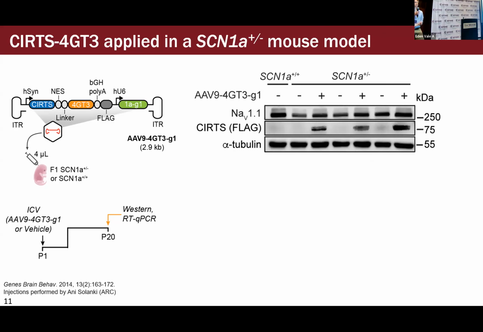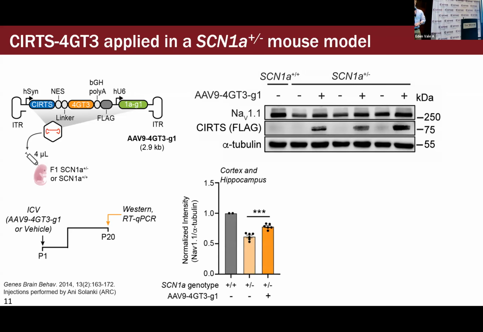So we extracted protein from the hippocampus and cerebral cortex, and then probed NAV1.1 levels by Western blot. This first lane is a healthy wild-type mouse, so this is healthy protein expression. After that, we alternated haploinsufficient mice, either treated with vehicle or treated with the SERTs AAV if it has a plus sign. And we also probed for SERTs expression in the brain in the middle blot there.